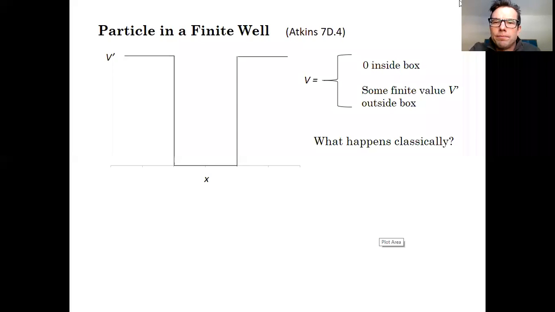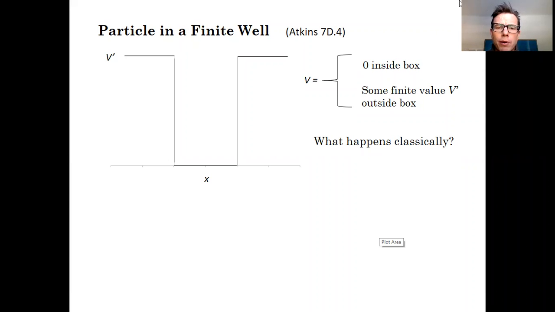All right, hi everyone. So in the next couple of videos, I want to talk about two permutations of the particle in a box problem. And this is the first one. It's called a particle in a finite well. Described in Atkins 7D4, and it's very similar to the particle in a box.